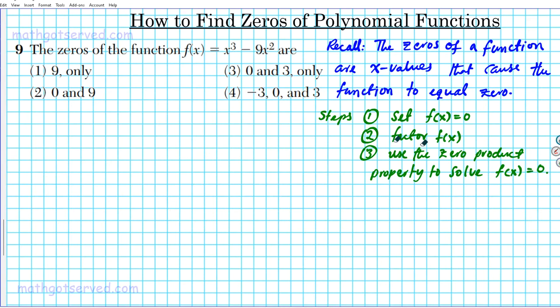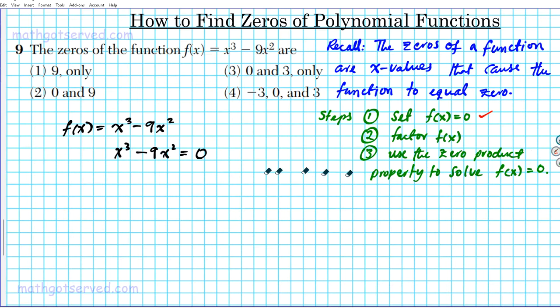Alrighty, so we have the original function f of x equals x to the third minus 9x squared. What we're going to do first, following the steps, is set that function equal to 0. We want to solve this equation. We want to see what x value causes this function to have an output of 0. Step number 1 is done. Step 2, we're now going to factor. Let's factor the left side. This cubic binomial, let's factor it completely.